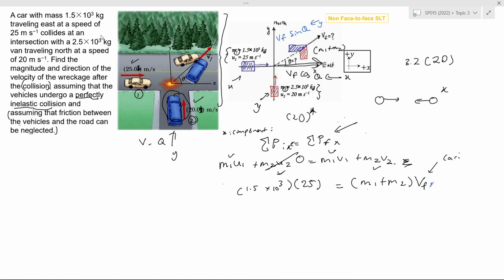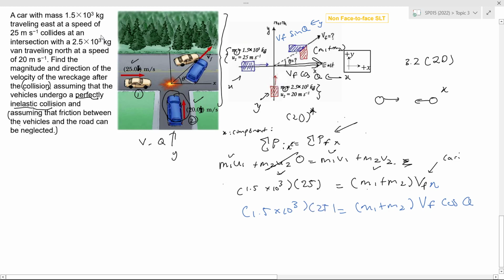So for VFX here, I have to also change it to M1 plus M2 V final cos theta. Okay, so here, 1.5 times 10 to the power 3, this is 25 also. Okay, so M1 and M2 I already know. Okay, wait, I forgot. I forgot to write M1 and M2 here. Okay, alright. This will become 1.5 times 10 to the power 3 plus its second mass, how much? 2.5 times 10 to the power 3.